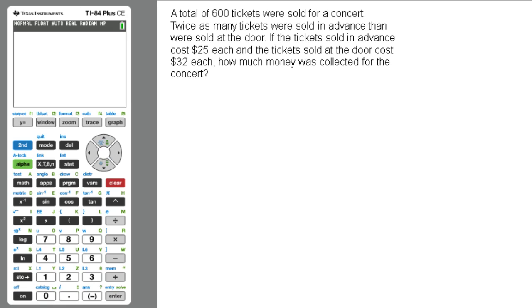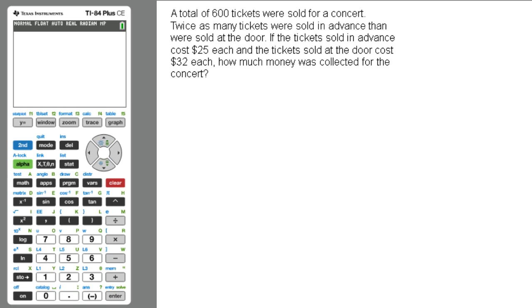A total of 600 tickets were sold for a concert. Twice as many tickets were sold in advance than were sold at the door. If the tickets sold in advance cost $25 each, the tickets sold at the door cost $32 each, how much money was collected for the concert? Okay, so this is actually not a classic problem, but I think we can still do it.